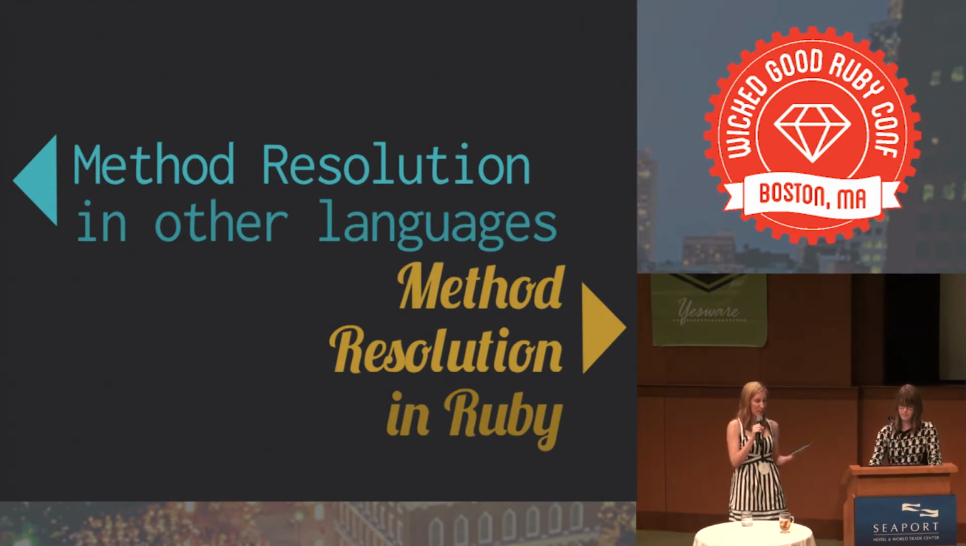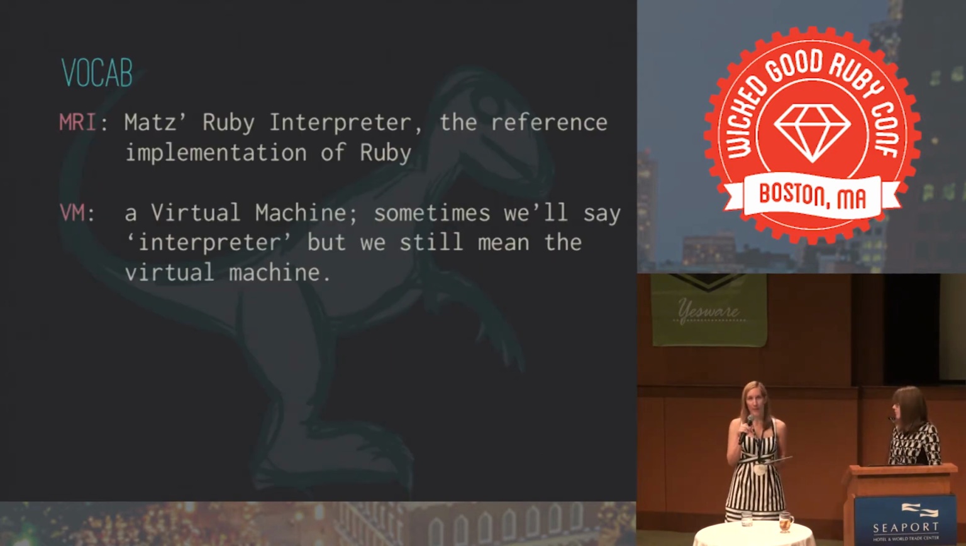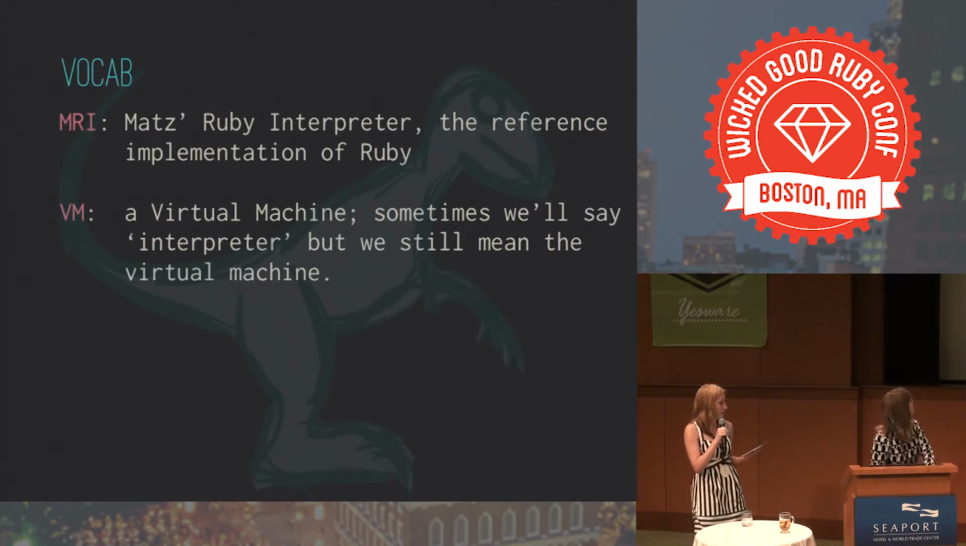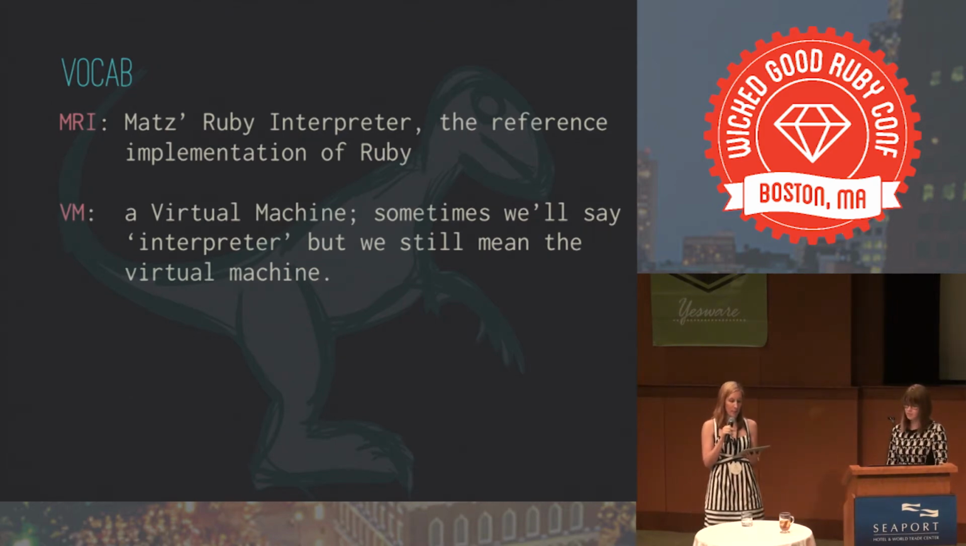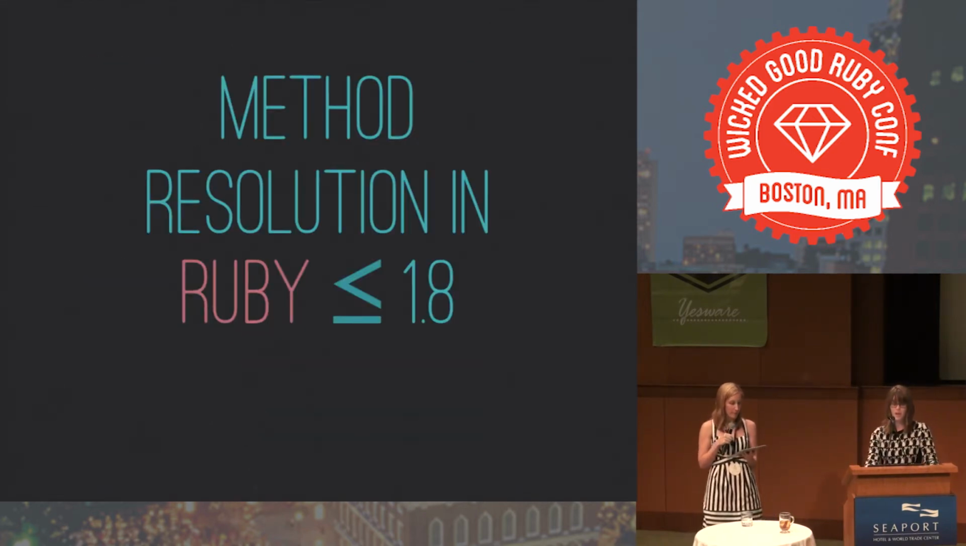Now let's take a look at how it works in Ruby. But before that, it's time to define some jargon. We're going to discuss MRI through this entire talk. We're using it interchangeably with Ruby, although there are several other Ruby interpreters. We're also going to discuss the virtual machine through this whole talk, because the Ruby virtual machine is what's responsible for resolving method lookups in our application code. So let's jump into how MRI looks up a method up through version 1.8. We're not just doing this as a history lesson. It also is going to demonstrate for us the problem that method caching is solving.